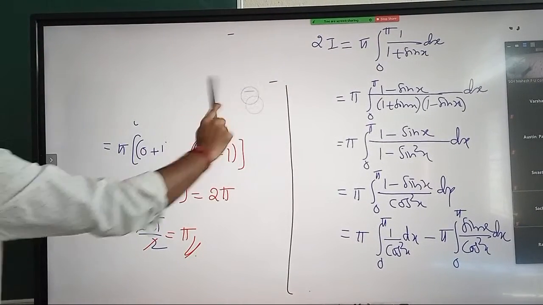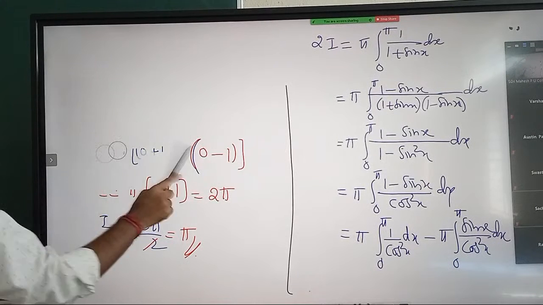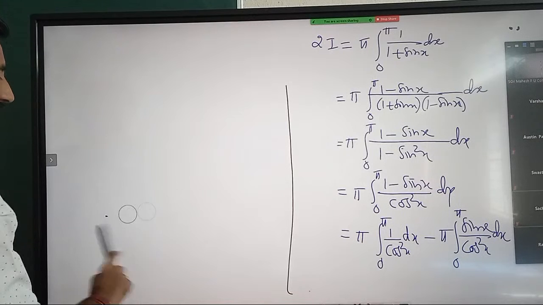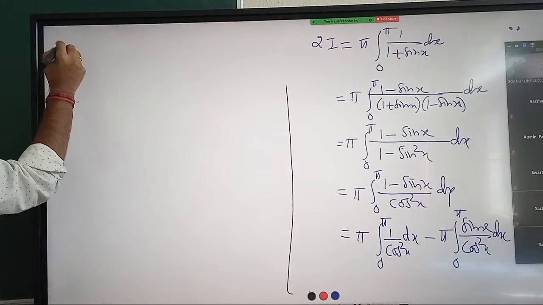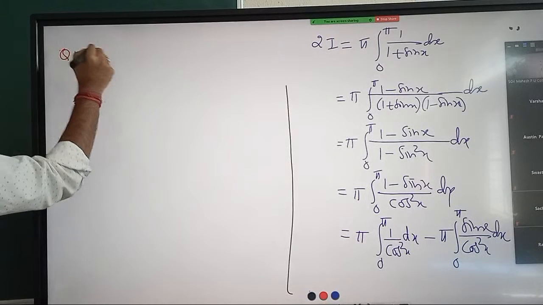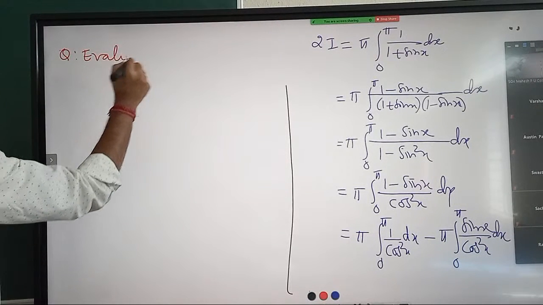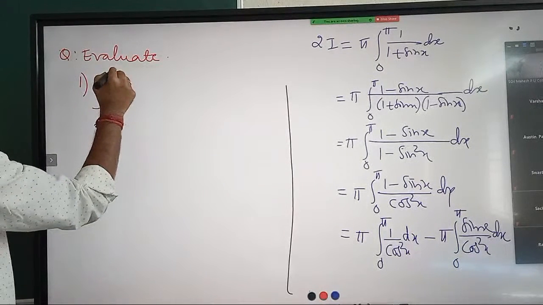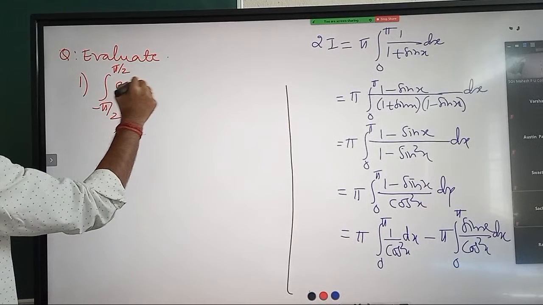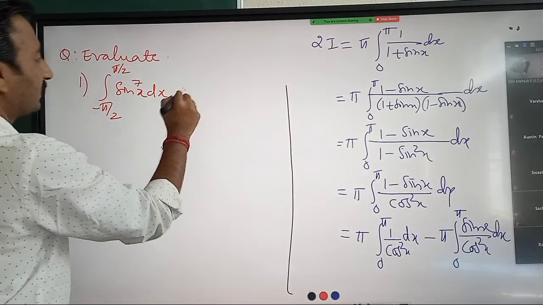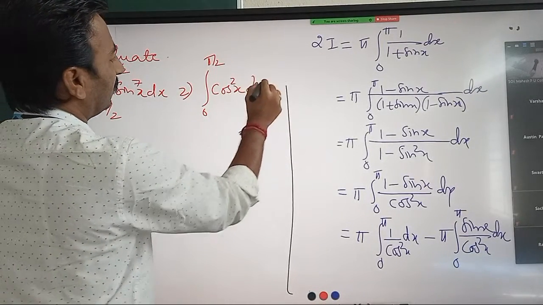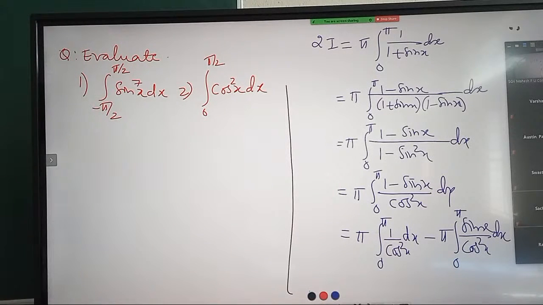So the next problem is very simple. The two problems we are doing now, both are very simple problems. So first one, evaluate: the first problem is integration from minus pi by 2 to plus pi by 2 sin raised to 7x dx, and the second problem is integration from 0 to pi by 2 cos square x dx. They may give sin square x also, there is no issue at all. Whatever they wish they can give.